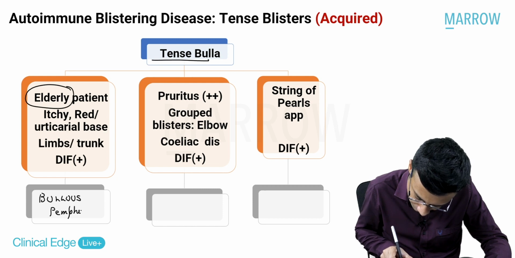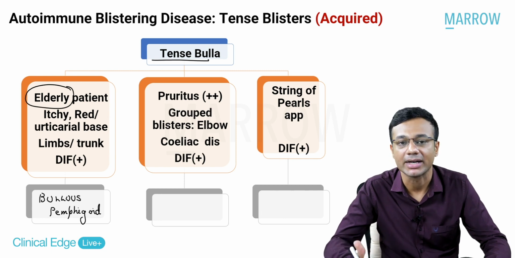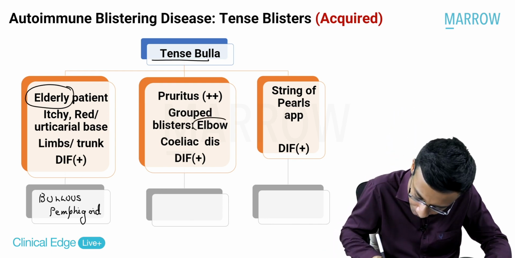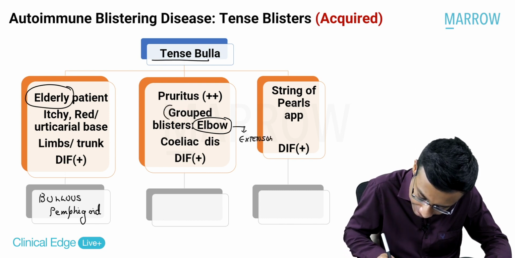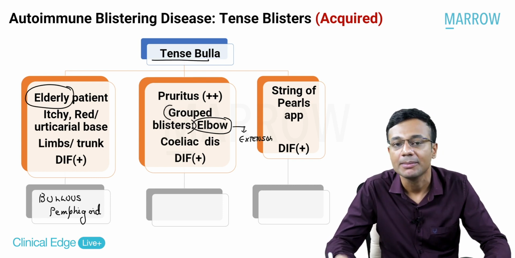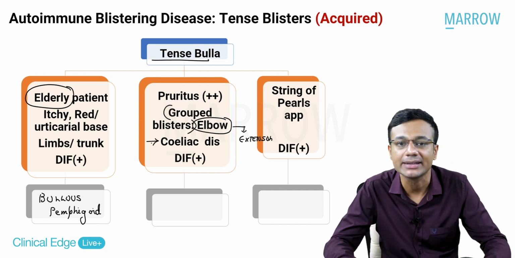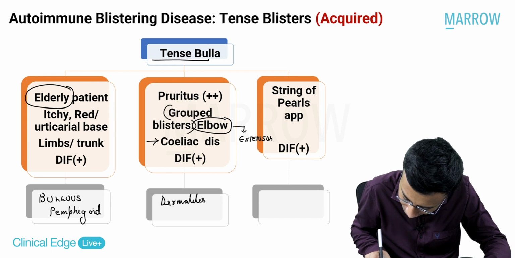We make a diagnosis of bullous pemphigoid if there is a patient who has extreme pruritus, and number two, the patient is going to present with elbow blisters. That means, when I say elbow, I'm talking about extensor distribution, and they are grouped blisters. When I say grouped, the word herpetiformis comes into the picture, because grouped is the other name for herpetiformis, and there can be association with celiac disease or gluten sensitive enteropathy, and DIF is positive, then my diagnosis is dermatitis herpetiformis.